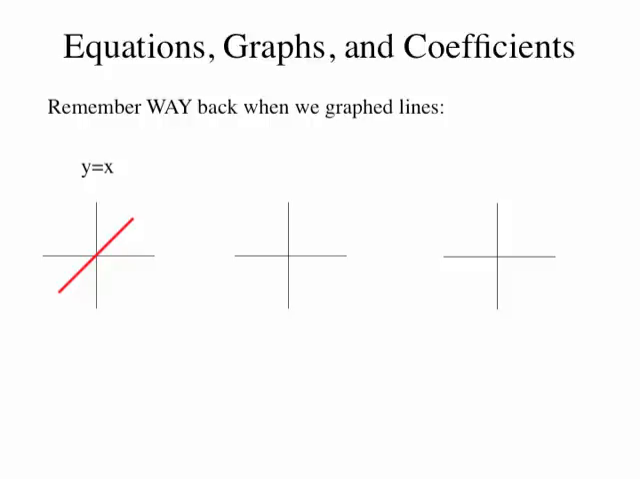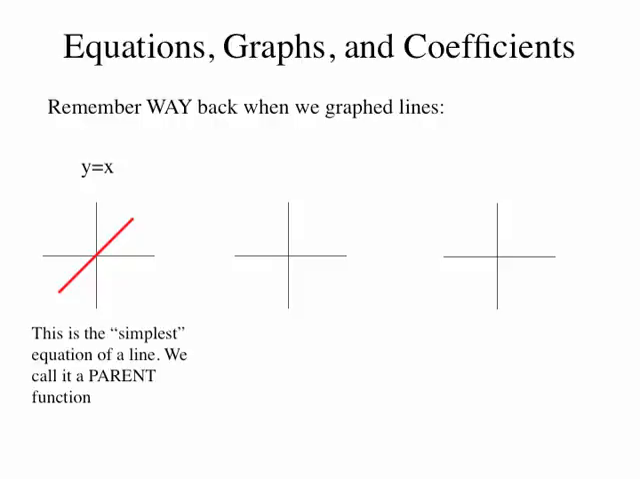As we start Chapter 10, it's going to be helpful if we remember some things that we did in the beginning of the year. We started off this year with linear equations, and we graphed lines. The very simplest line we could have was the line y equals x, where x is the x-coordinate and y is the y-coordinate of points on the line. When we graphed the line, it looked like what's shown here in red. It had a slope of 1, and its y-intercept was 0.